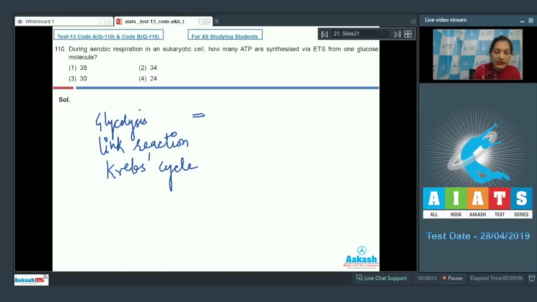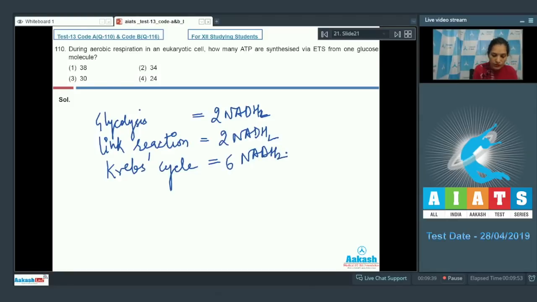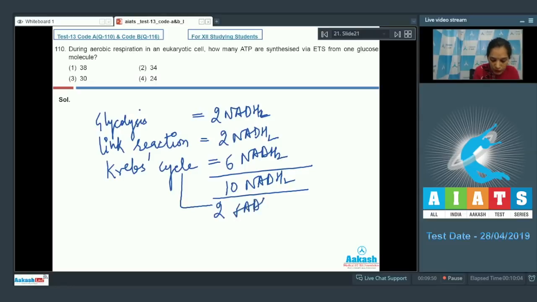In glycolysis, 2 NADH2 molecules are produced. In the link reaction, again 2 NADH2. And in Krebs cycle, 6 NADH2 molecules are produced. So total NADH2 are 10. And in Krebs cycle, 2 FADH2 molecules are also produced.